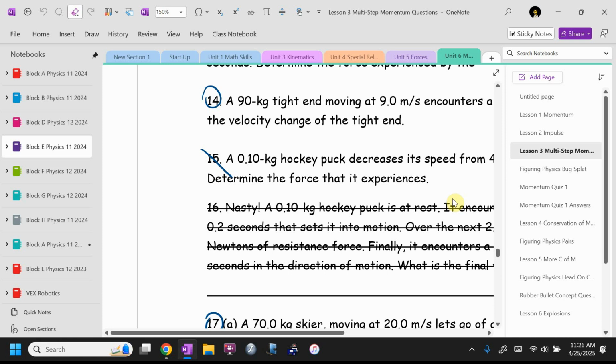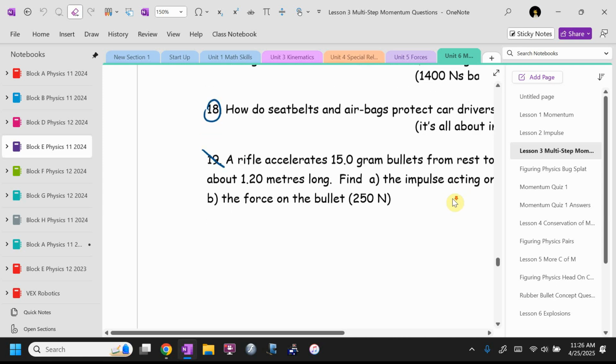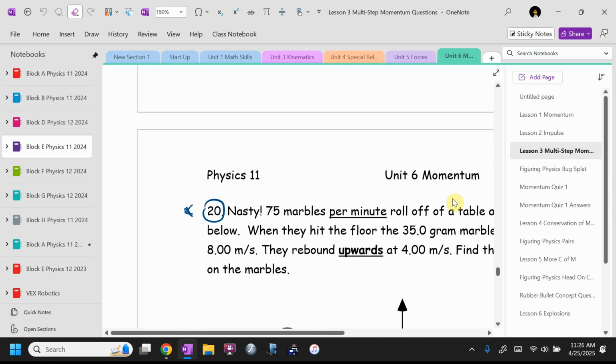I already crossed out number 16. You can cross out number 19. Put a star next to number 20. Number 20 is a much tougher question that I'll ask on the test. I don't mind doing that on the homework because I'd rather you find the test easier than the homework.